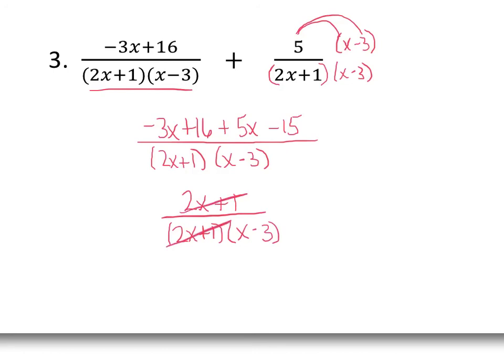Be careful on this one because I don't have anything on top, but we assume that when we don't have anything there, when they canceled, it made it equal to 1. So on top I have 1, and on bottom I have my x minus 3. And there is my answer.